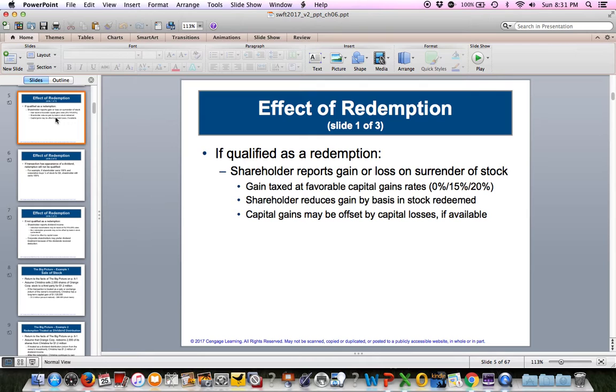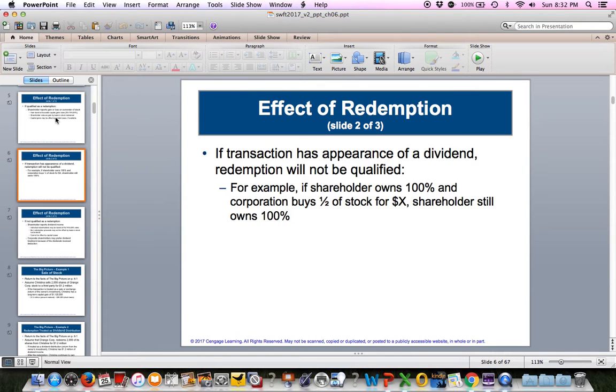The shareholder reduces the gain by basis in the stock redeemed, and capital gains may be offset by capital losses if the losses are available. If the transaction has the appearance of a dividend, the redemption will not be qualified. For example, if a shareholder owns 100% and the corporation buys half of the stock for X dollars, the shareholder still owns 100% of the corporation. That's really what they're talking about here: when it's closely held and the stock is sold back, the ownership percent is still the same.